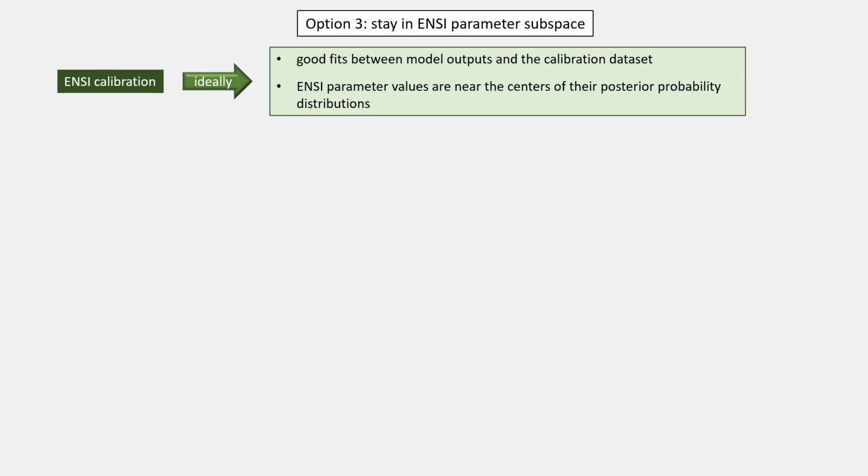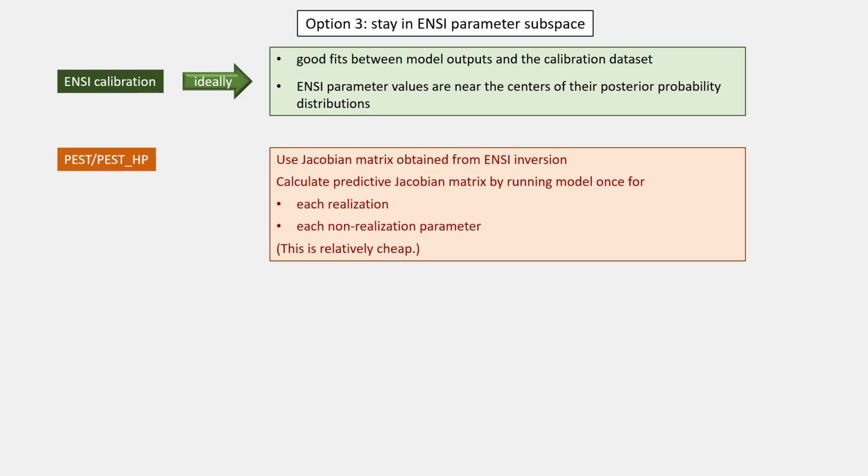Option 3 is a little bit similar in that we stay in ENSI parameter subspace, but this time we just do linear analysis. So what has ENSI given us? Once again, good fits between model outputs and the calibration data set. And it's given us ENSI parameters that are near the centers of their posterior probability distributions. During the ENSI calibration process, we obtained a Jacobian matrix. Remember, I said way back at the beginning of this video that one of the nice things about calibration is the fact that it gives us a Jacobian matrix.